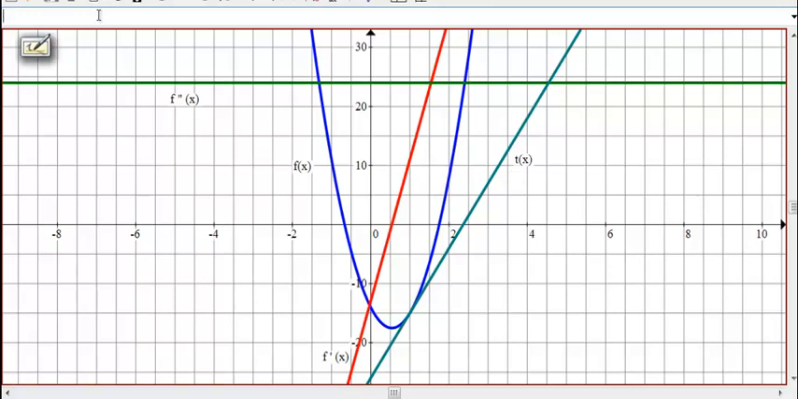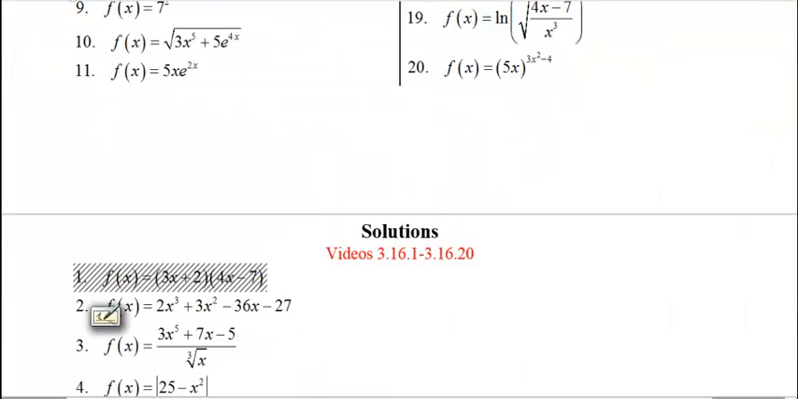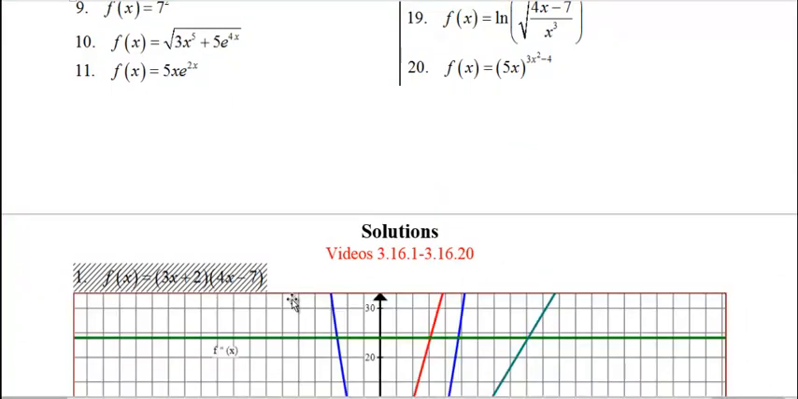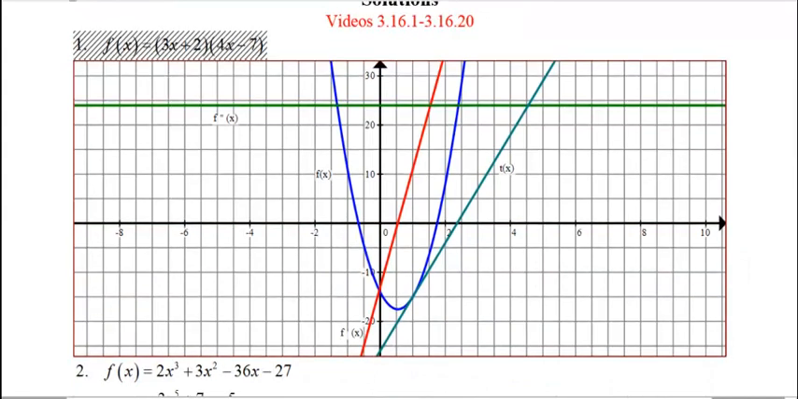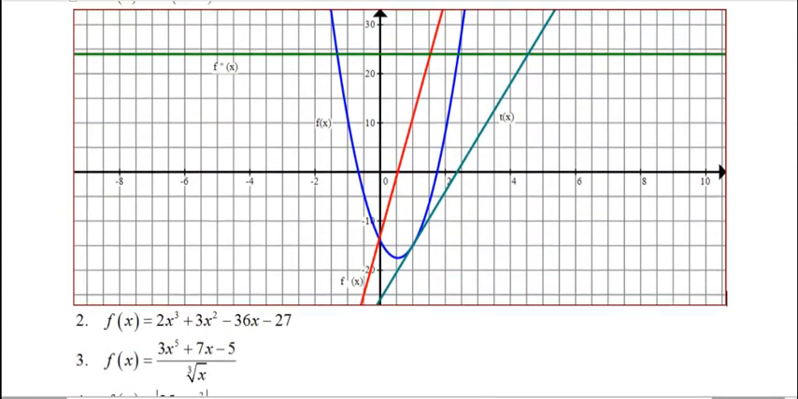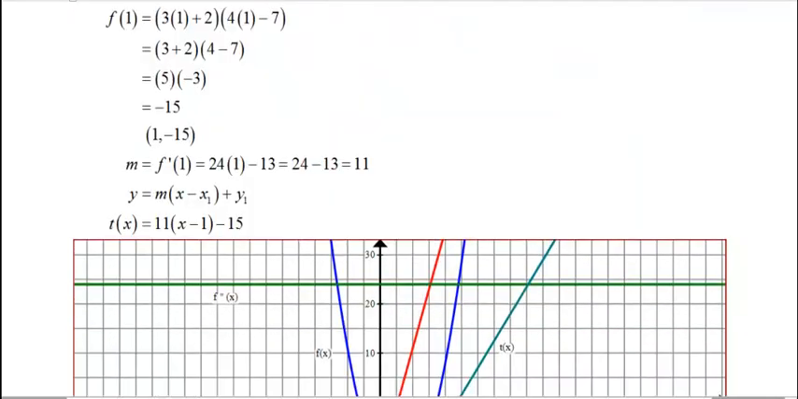I'm going to copy these graphs. This is one of the nice things about Graphmatica. I can go over here and paste that right into my document, and then let me close out my equation editor, and you've got a nice looking solution there.